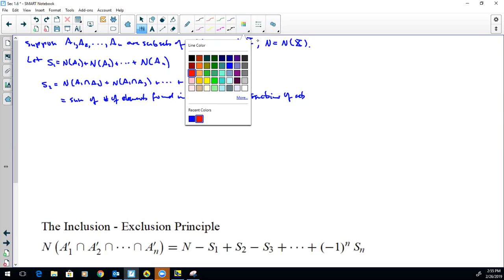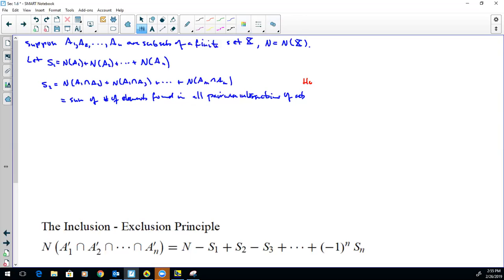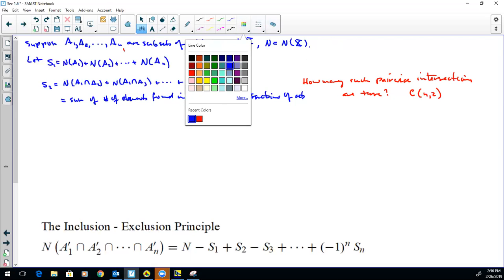Okay, now before I go on to the next thing, let's just ask a question. How many such pairwise intersections are there? Well, we've got n number of sets, and we're picking two of them. So n choose two. Order doesn't matter, but they have to be different. That's going to turn out to be important in a minute when I do this great big long messy proof.